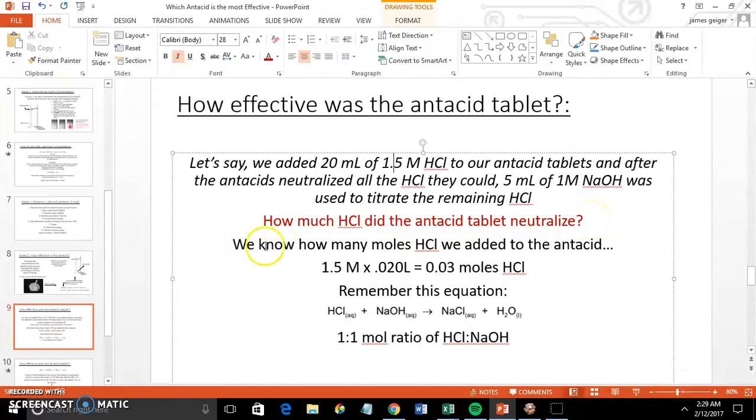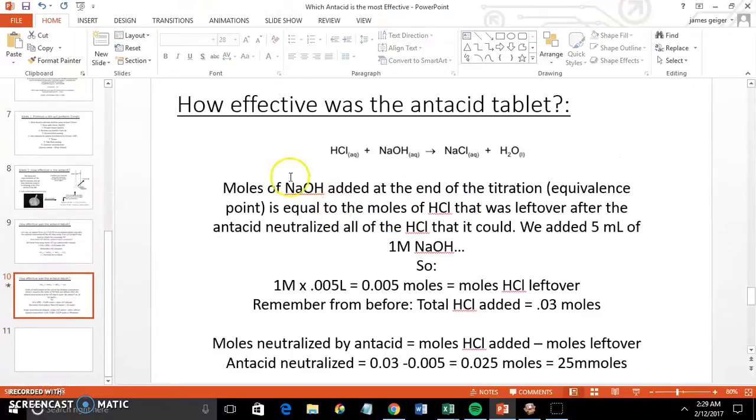Well, we know exactly how many moles of HCl we added to the antacid. How? Because we added 1.5 molar hydrochloric acid and we added 20 milliliters. Multiply those together, we get 0.03 moles of hydrochloric acid. Now remember this equation that we had going on. It's a 1-to-1 mole ratio of hydrochloric acid to NaOH. So what does that mean?